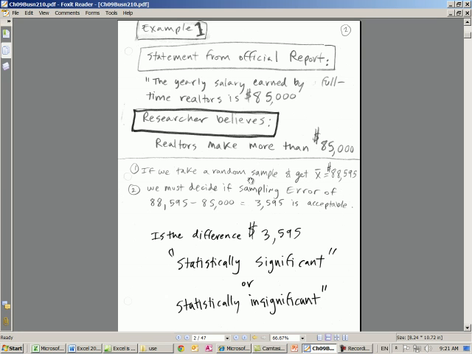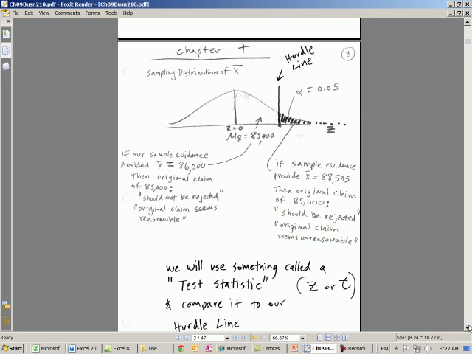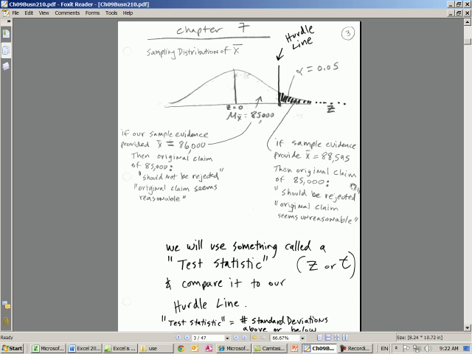So we must decide if the sampling error of the difference, that's $3,595, is statistically significant or statistically insignificant. Now, I forgot the little double quotes there. Now, the cool thing is we already have all of the statistical and Excel techniques, formulas, functions, etc. from earlier chapters. Let's remind ourselves of what we did in Chapter 7.